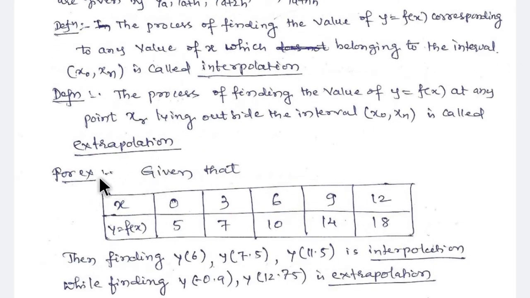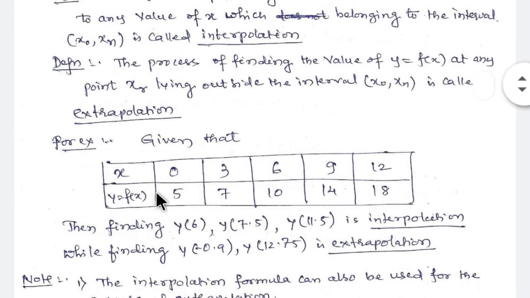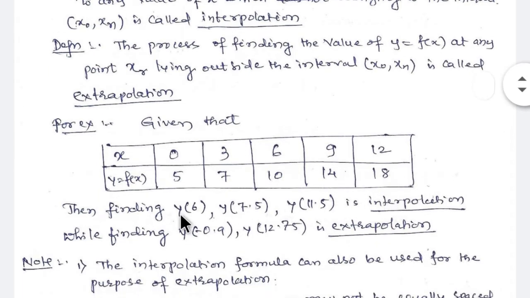You see one example here. Some table is given. You don't know what the function is, but some data are given here. In the first row are all the values of x. These x take the values 0, 3, 6, 9, 12. The corresponding values of y or f of x are given by 5, 7, 10. When x equal to 9, y equal to 14. When x equal to 12, y, or f of x, equal to 18.